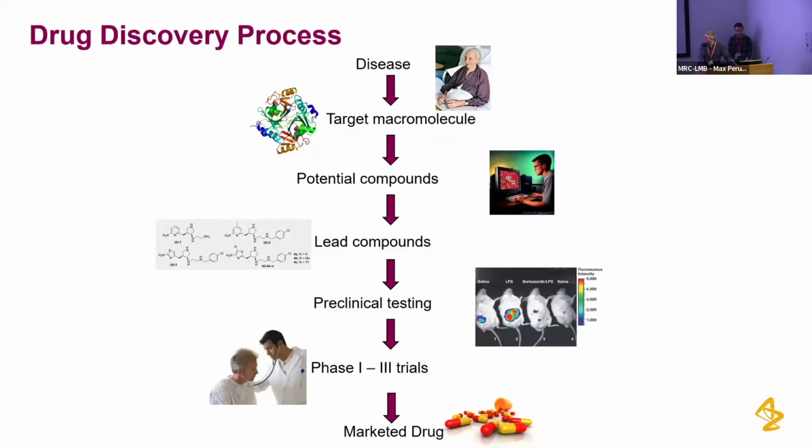Then we start off by looking to identify some potential compounds, usually through some sort of primary screening approach. And then we go through several rounds of chemical optimization through the hit to lead and lead optimization process to improve the potency, pharmacokinetic properties, and physicochemical properties of those compounds, until we get compounds that are suitable for going into preclinical testing in animal models, and then hopefully into humans, phase 1 to phase 3 clinical trials. And the ultimate aim at the end is obviously to end up with a marketed drug.